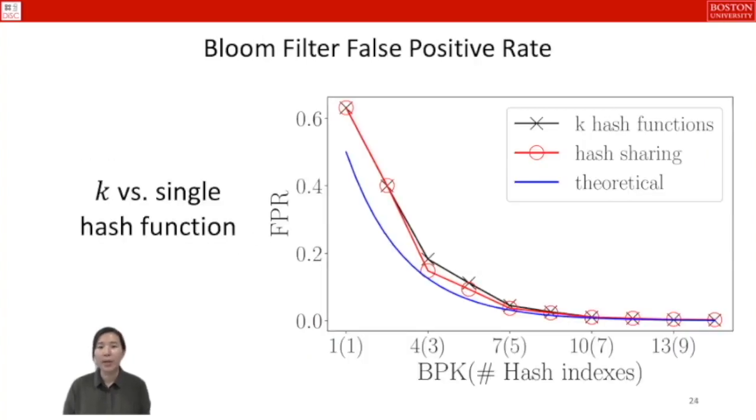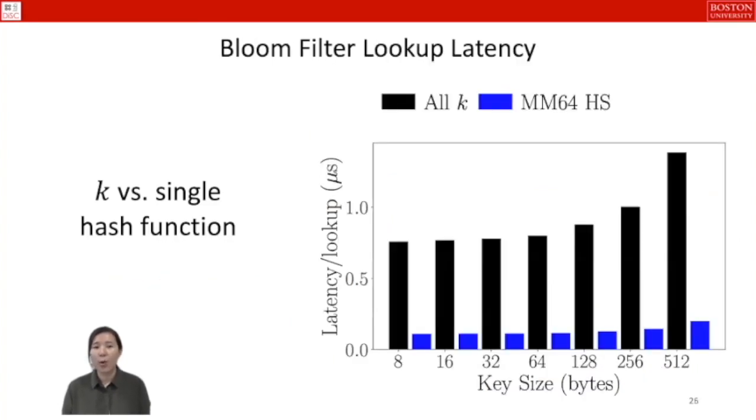We conducted a benchmark to see the impact of this hash sharing within a bloom filter. Here, we vary the bits per key and measure the false positive rate. As you can see, both schemes using k hash functions and hash sharing show a false positive rate close to the theoretical expectation. Here, for various key sizes, the lookup latency is shown. The hash sharing can reduce the lookup latency by a factor of k.